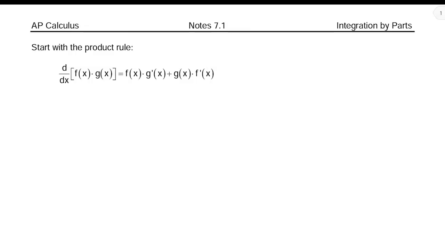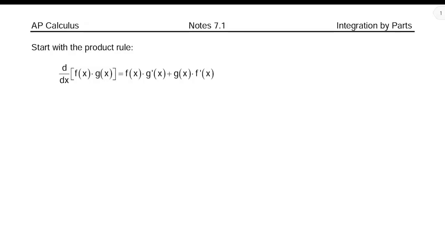7.1 is on the topic of integration by parts. Integration by parts is a method that we use when we're trying to take the integral of a product of two functions. I'm going to actually start with product rule to look at the formula for integration by parts.